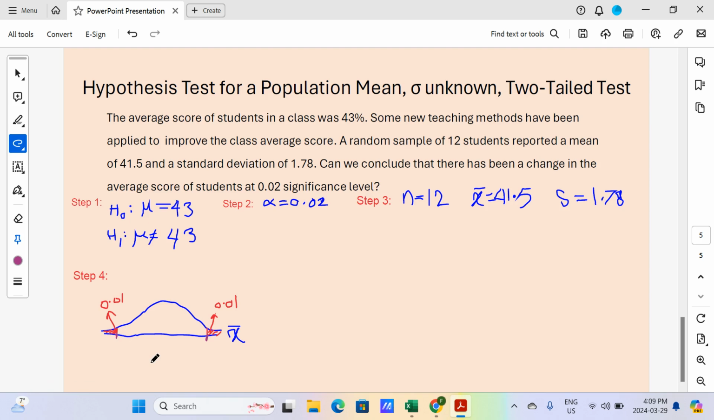To find this cutoff point, because here sigma is unknown, I need to work with the t distribution. Okay, when sigma is unknown, we are going to work with the t distribution. So for a two-tail test, by using T.INV.2T, I can find the cutoff point. I have made an Excel file for this question. Let's go to the Excel file to find this cutoff point on the left side and on the right side.